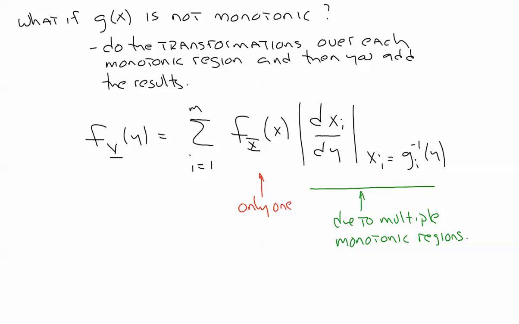All right, so what we do is we find the absolute value of the derivative of x with respect to y, where x equals g inverse of y in each monotonic region, increasing or decreasing. We do the transformation according to the usual steps. We add up the results and we get our final probability density function for y. A lot of words. Basically, you do the transformation over each region, add up the results. It's easier to demonstrate by example.